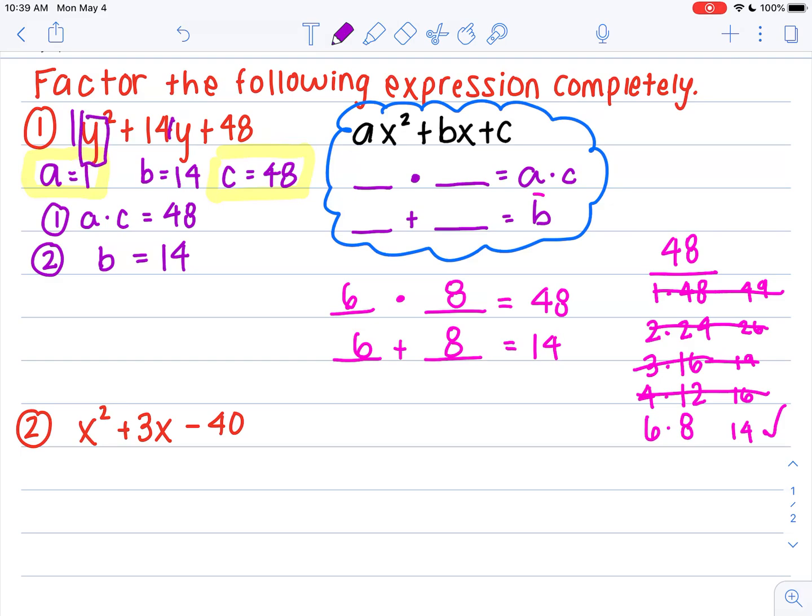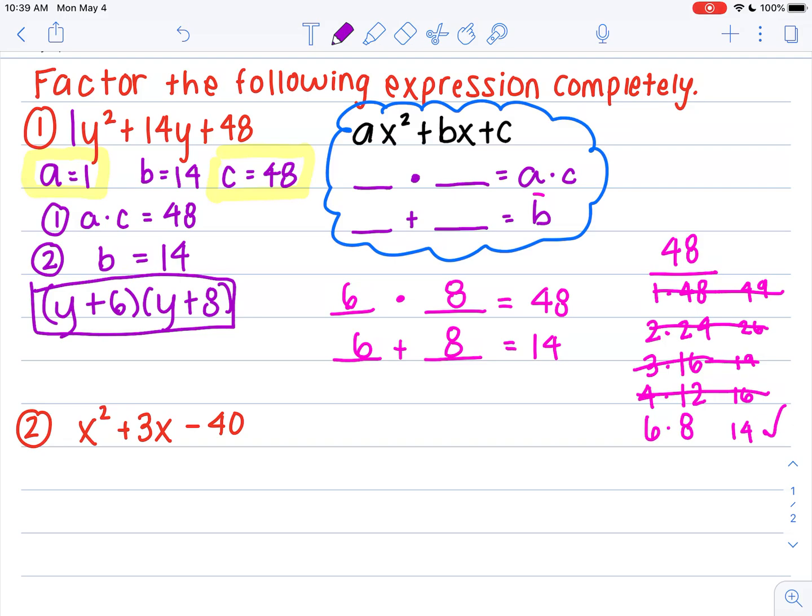We look for the variable they used, which is y in this case, right? So we're going to do y, put a parenthesis, y, and you're going to take these two numbers that you found, 6 and 8, and you're going to do plus 6, it's a positive 6, and then it's a positive 8. That's your answer, and that's how we factor.